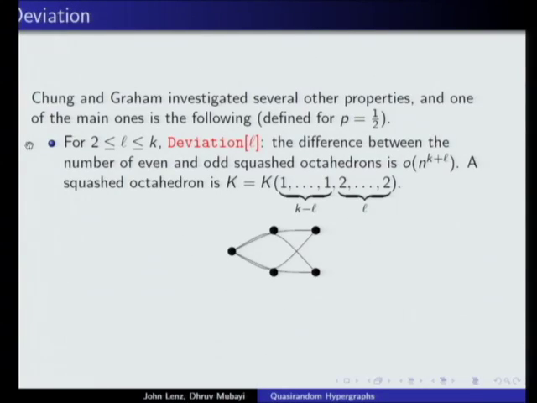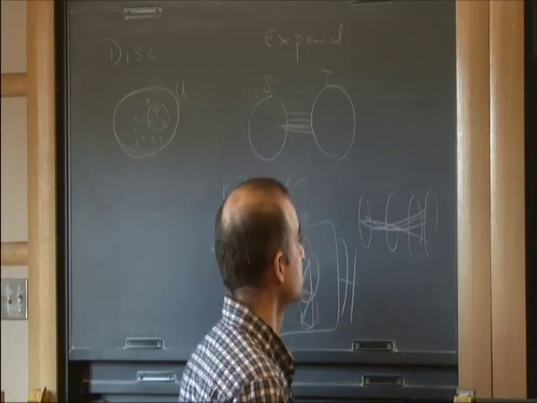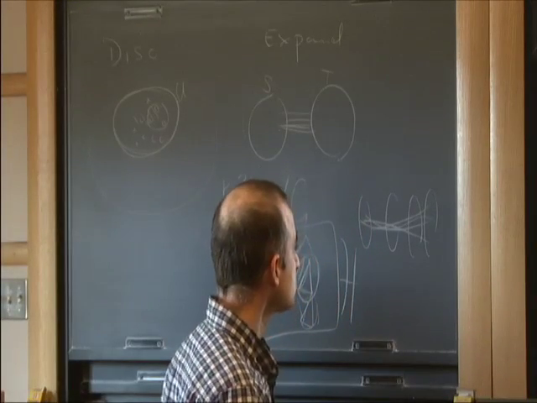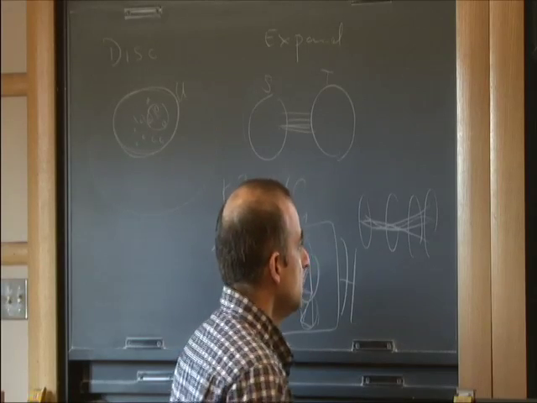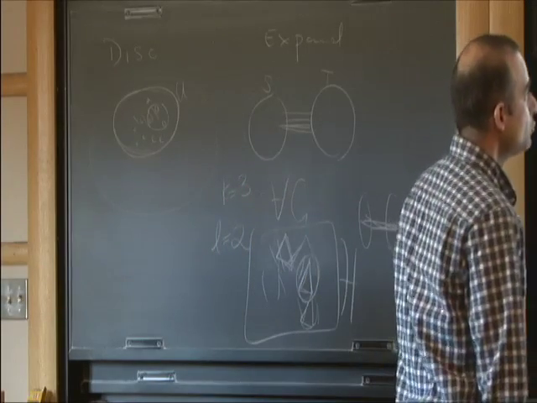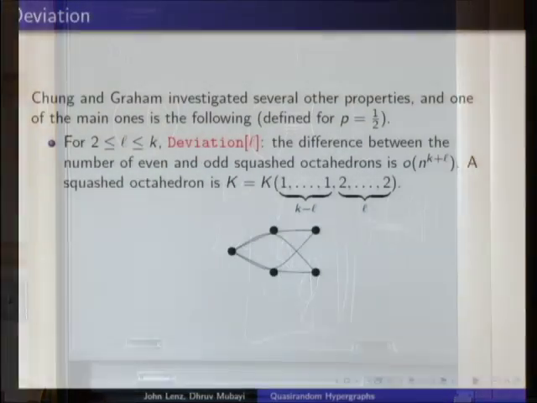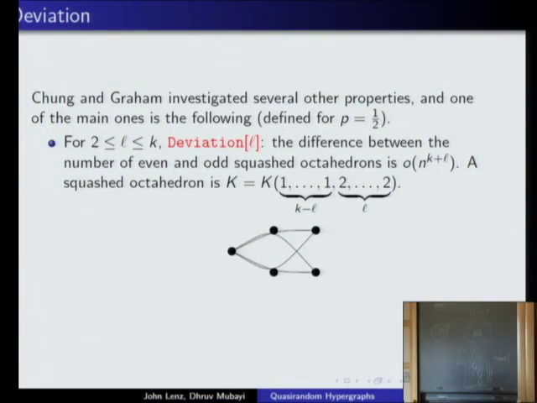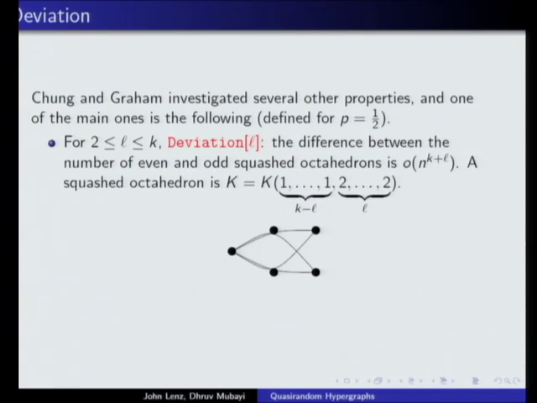Dev is a property that was central to the study of hypergraph quasi-randomness by Chung and Graham. It's not a pleasant property, but this is deviation L. So here's what deviation L is for a k-uniform hypergraph. What you do is you look at sets which have k minus L ones. So in here you have 1, 1, and L twos. So you have a 1, a 1, a 1, a 1, and then a 2, a 2, a 2, a 2, a 2. Just abstract vertex sets in the hypergraph.